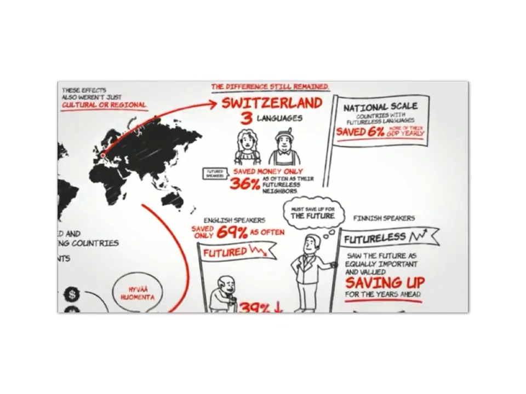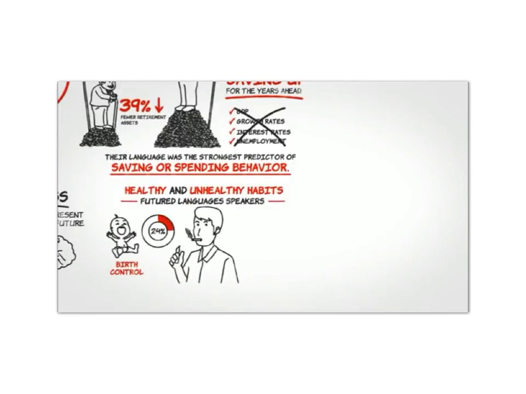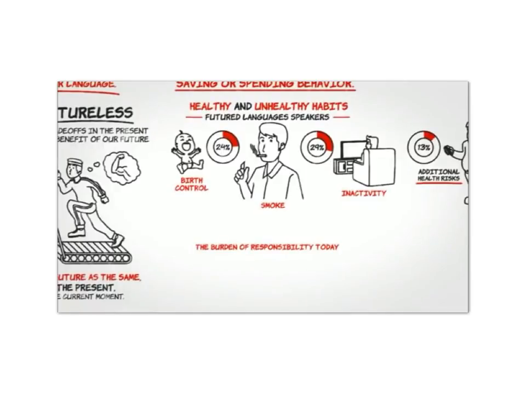These patterns even extended to healthy and unhealthy habits. Futured language speakers were less likely to use condoms or birth control, 24% more likely to smoke, and 29% less likely to be physically active. They were also 13% more likely to be obese, incurring a number of additional health risks. For them, the burden of responsibility today wasn't worth the benefit of a better future.